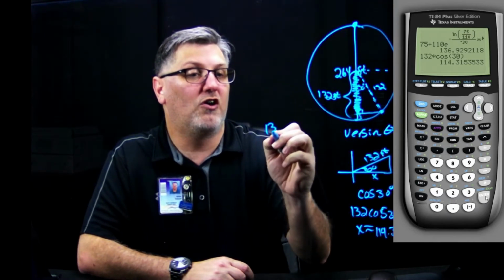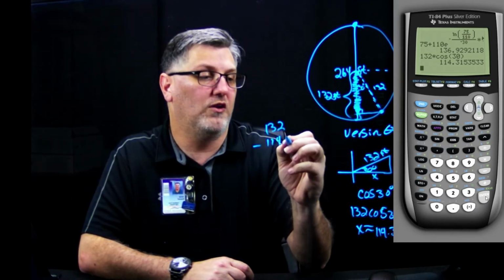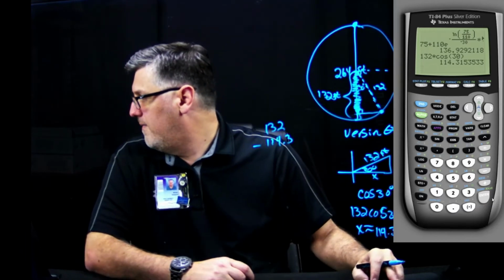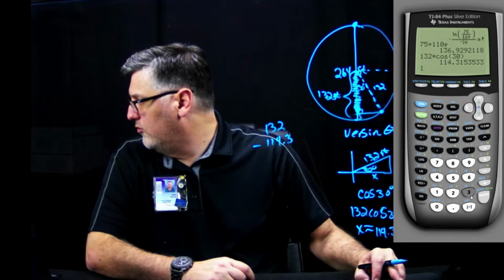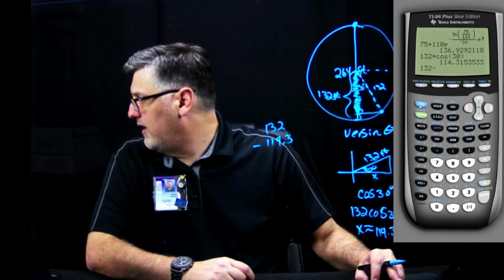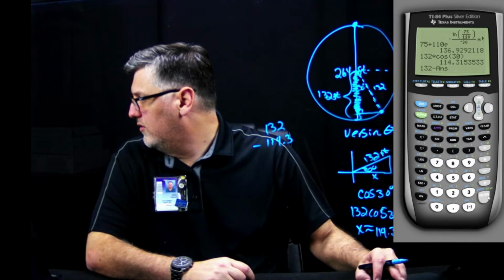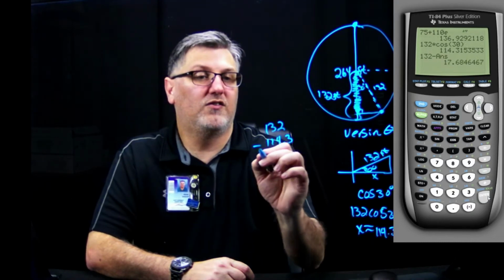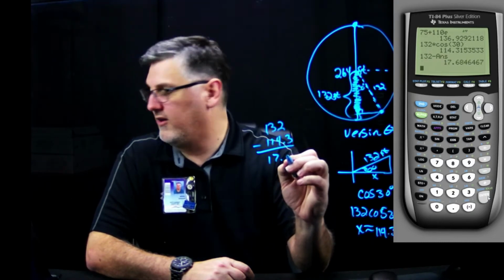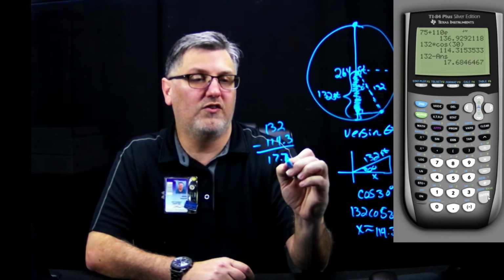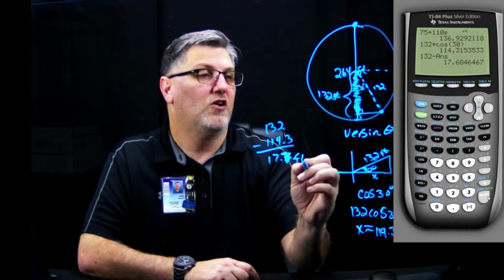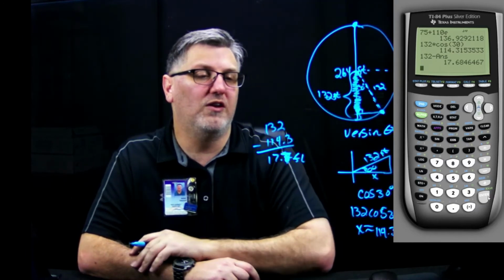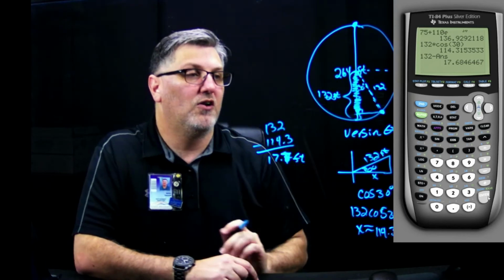I'm looking for this little part right here. So what I need to do is 132 minus 114.3 feet, which is 132 minus my answer, and I get 17.6, well, let's call that 17.7 by rounding. So 17.7 feet. So when you're at this point, you're 17.7 feet above the ground.